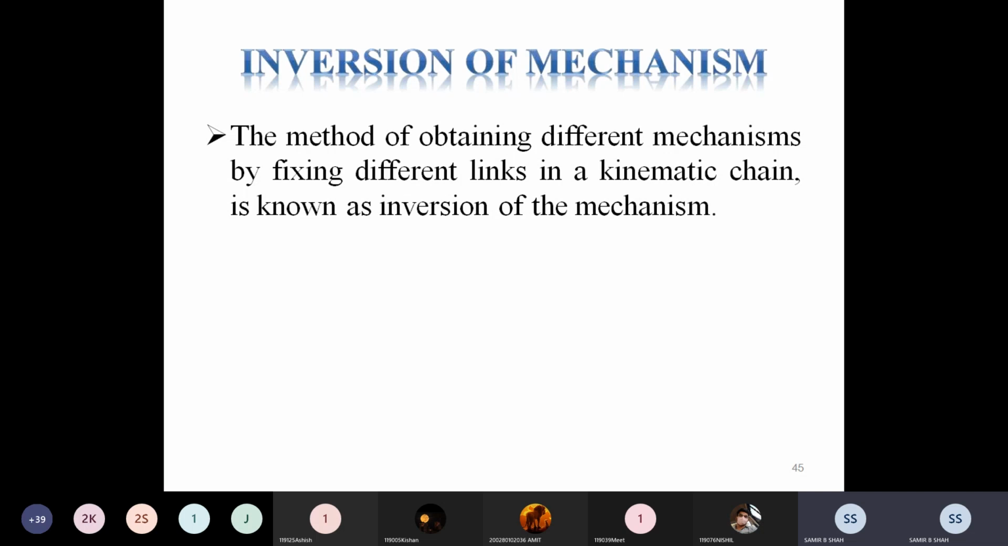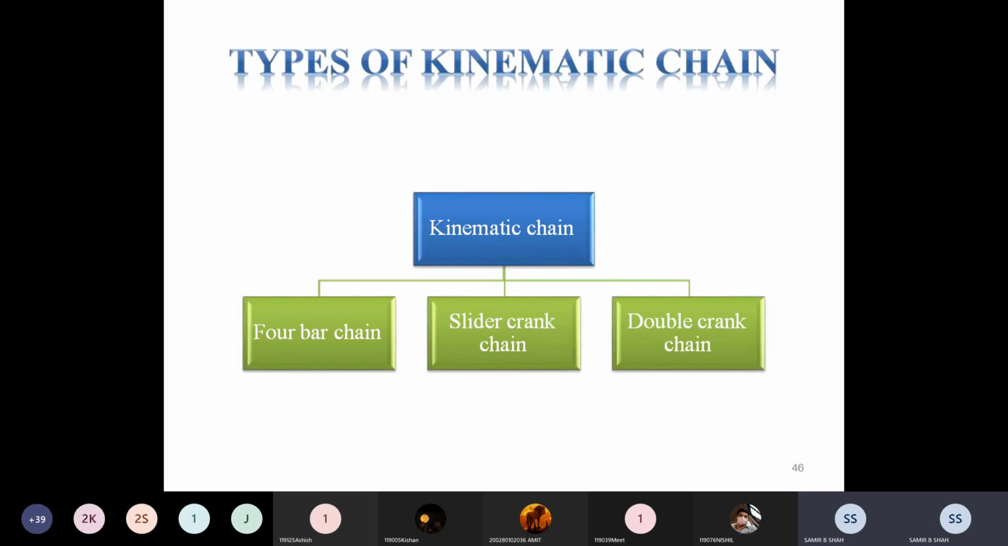Mostly, if we talk about inversion, kinematic chains are divided into the four-bar chain mechanism, single slider crank chain, and double slider crank chain. So the types of kinematic chain are divided in these three ways. A 4-bar chain means there are only 4 links, and in those 4 links, any one link is fixed. The slider crank chain is mostly useful in automobile parts. In the double slider crank chain, there are 2 sliders, and it may revolve or rotate in its own position, so it is called a double crank chain. In this way, the kinematic chain is divided into three types.